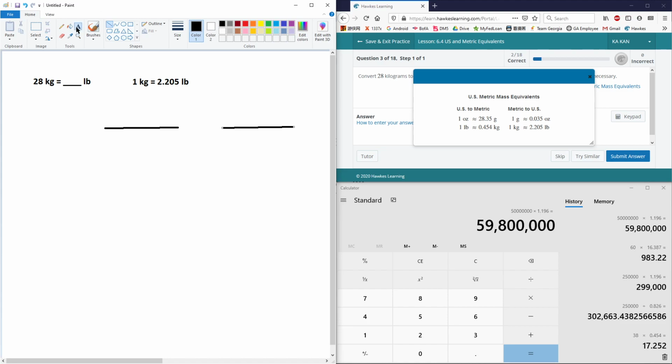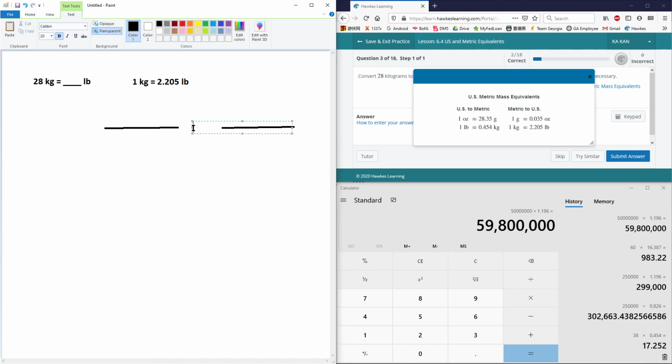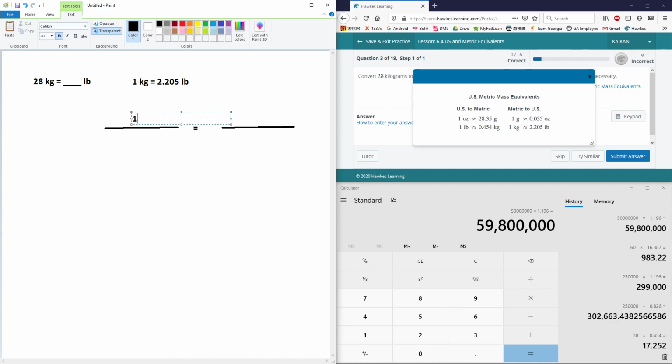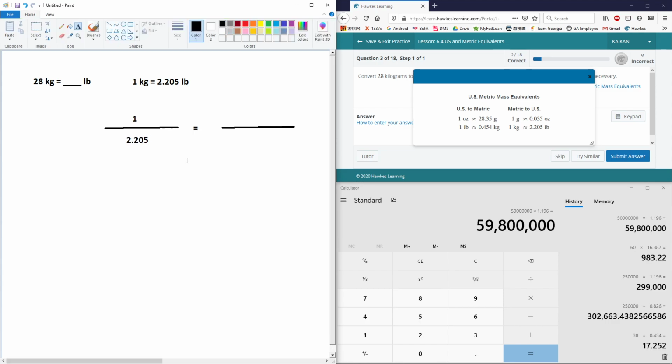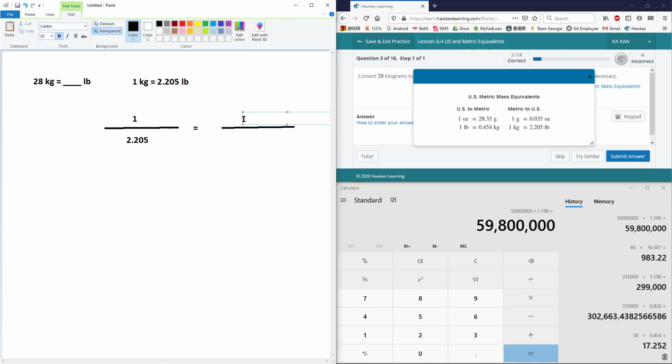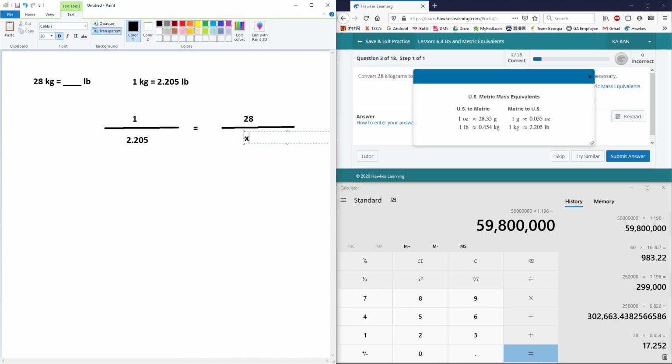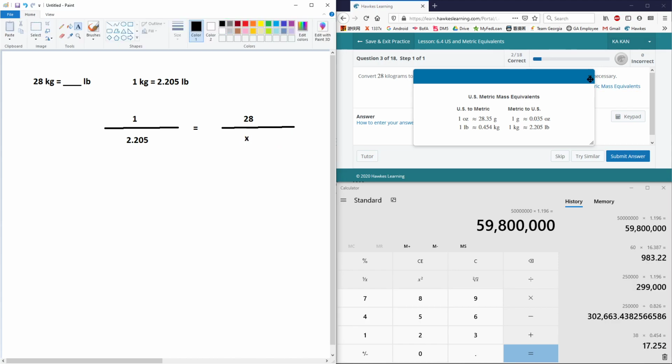Like that. And this, so that's 1 kilogram, and this is 2.205 pounds. And on the other side, we know we have 28 kilograms, and we just want to know how many pounds that is. So put an X in the bottom.